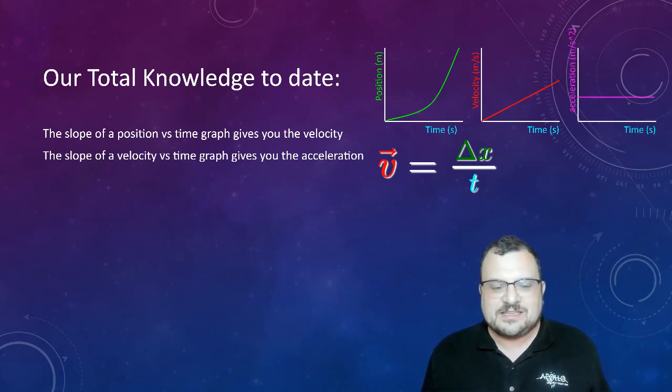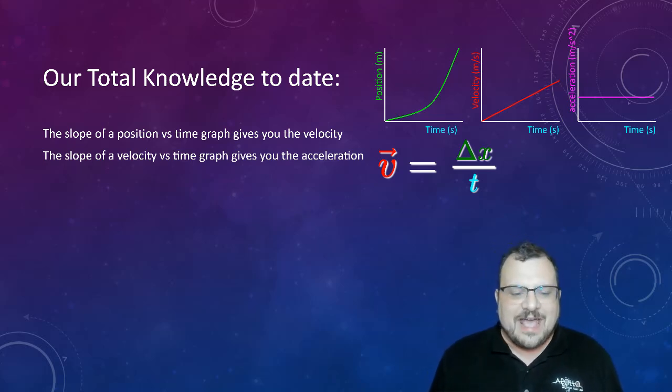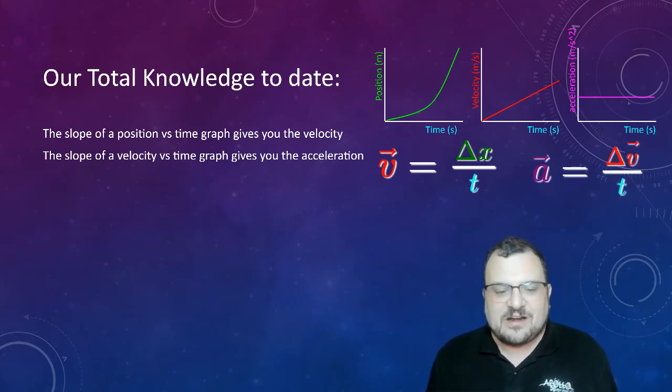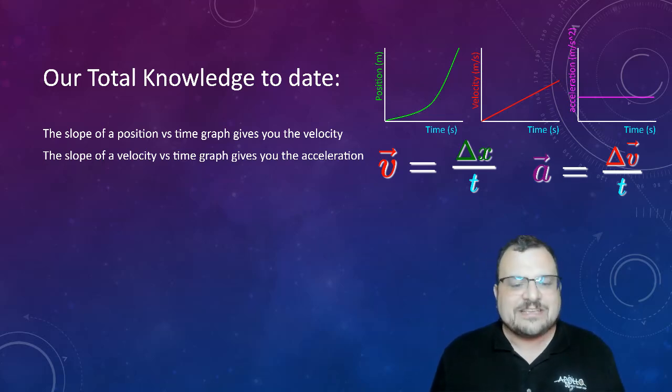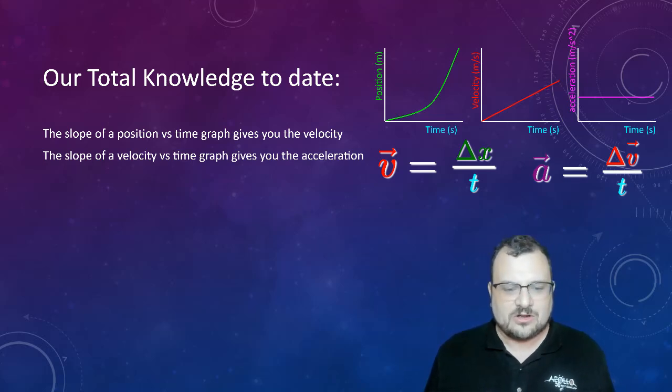Similarly, the slope of a velocity versus time graph gives you the acceleration. So here we see the acceleration graph, and we can see that it is always equal to the slope of the velocity graph. Again, this makes sense because the very definition of acceleration is the change in velocity over time.